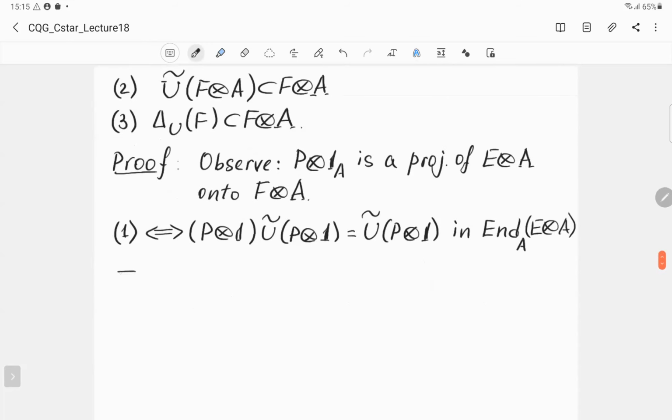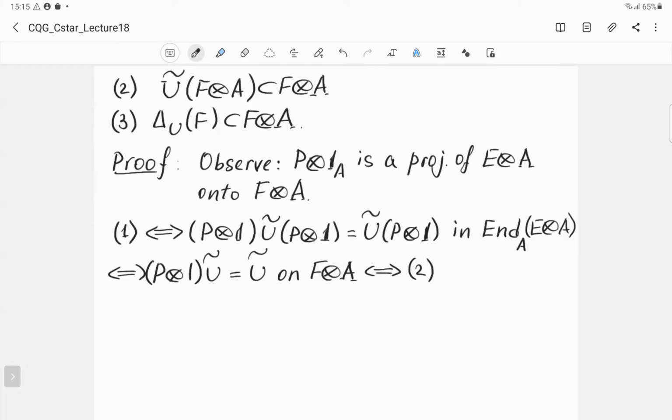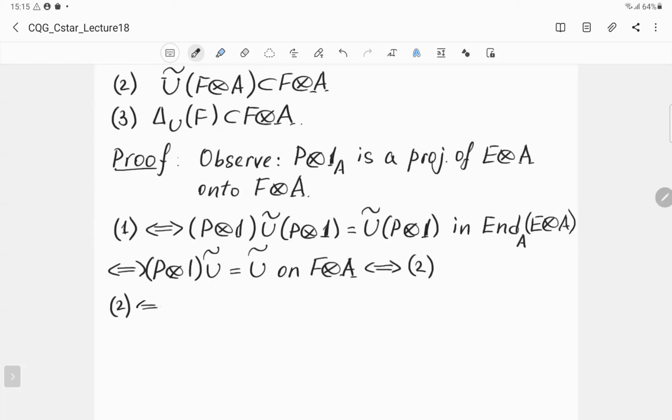So this means that P tensor 1 U tilde equals U tilde on F tensor A. And again, since P tensor 1 projects E tensor A onto F tensor A, we see that this means exactly that condition 2 holds. That is, U tilde takes F tensor A to itself. Okay, so this shows that 1 and 2 are equivalent. And the equivalence between 2 and 3 readily follows from the explicit relation between U tilde and delta U.